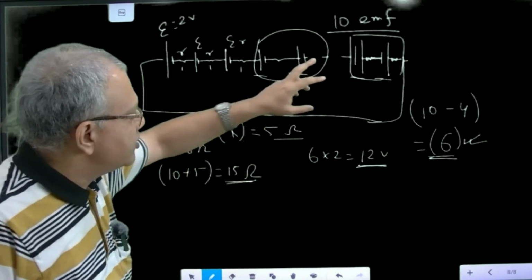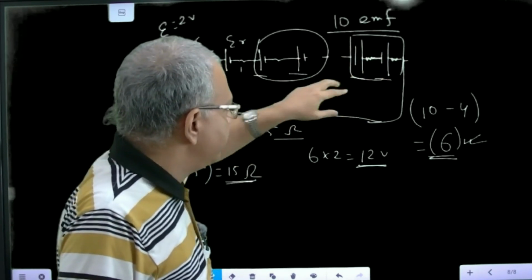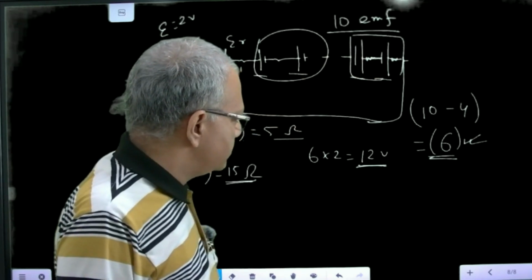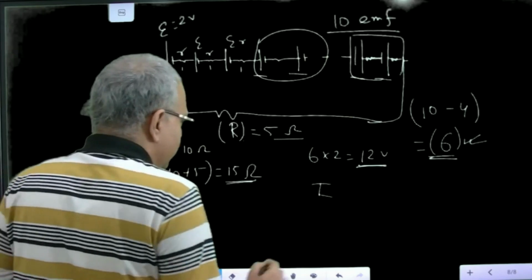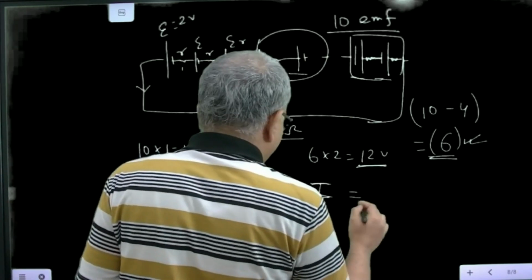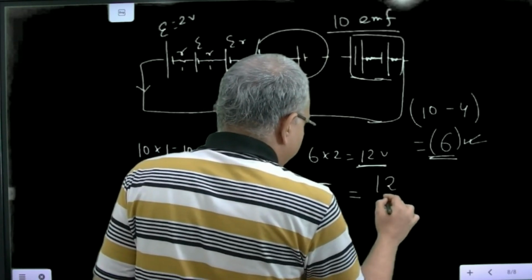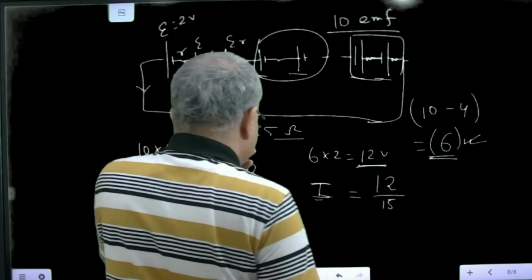So in this situation, whenever I was connected like this way, two EMF sources are oppositely connected, the total current I can have like this way. I is equal to 12 volt by 15 ohm.